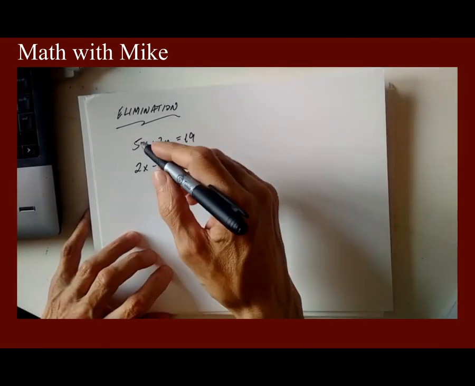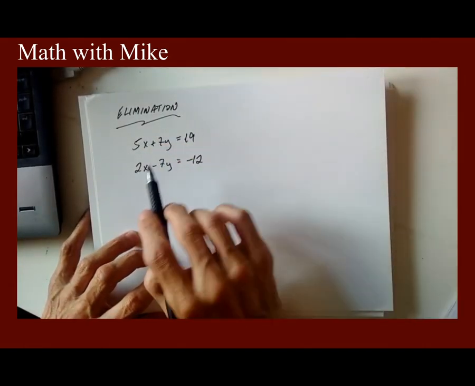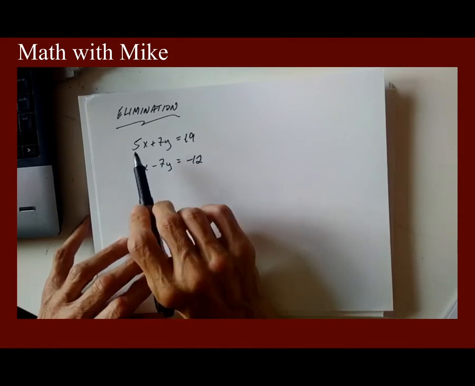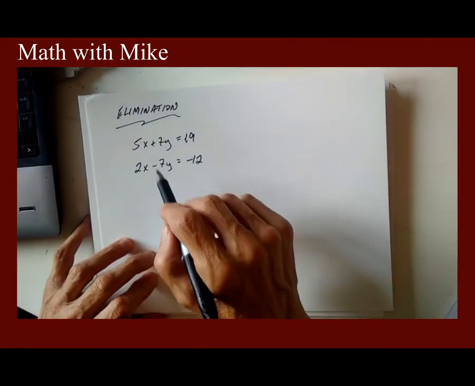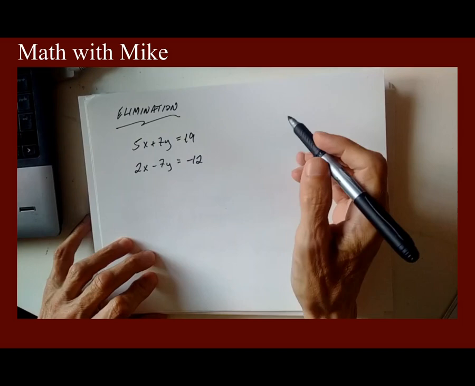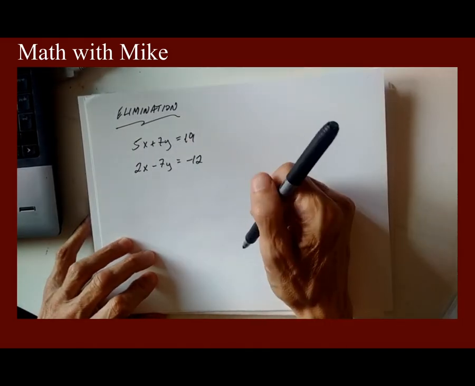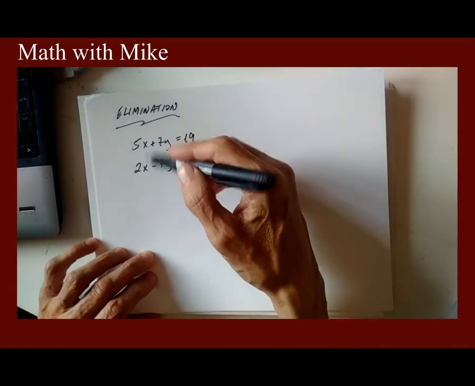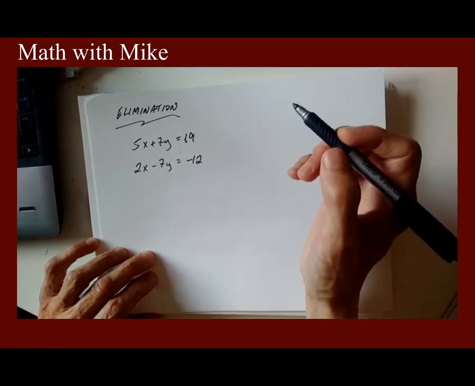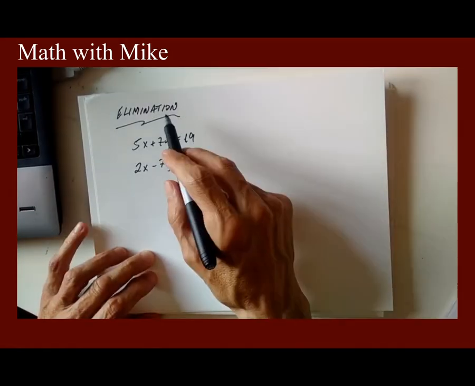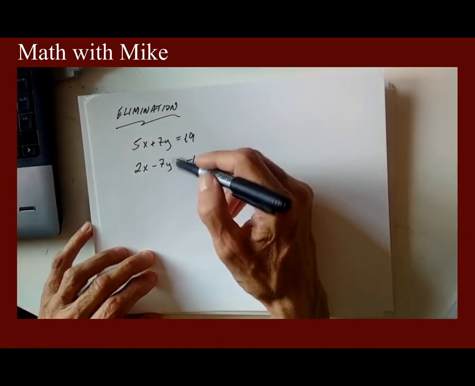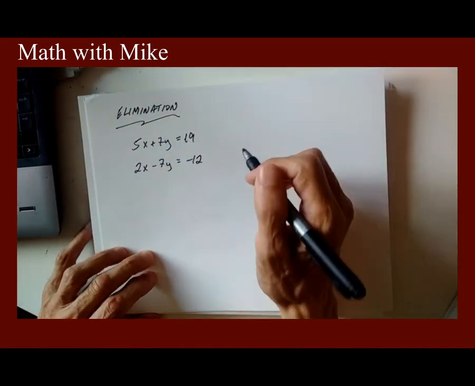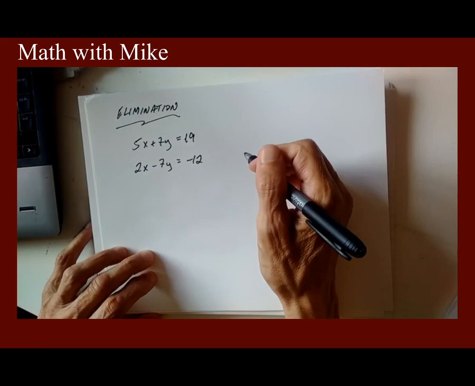And so how this works is, first of all, you have to write the equations so that the x's line up with x's, y's with y's, and the lone number on the other side. Equals with equals too. And what we're going to do is add and subtract these equations from one another in order to eliminate one of the variables, either x or y.